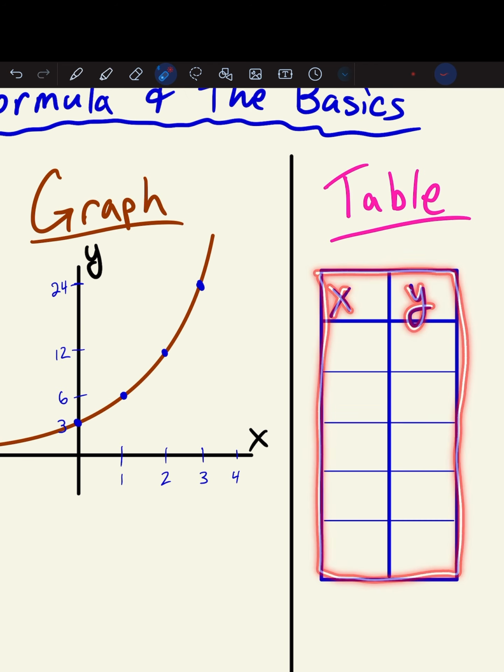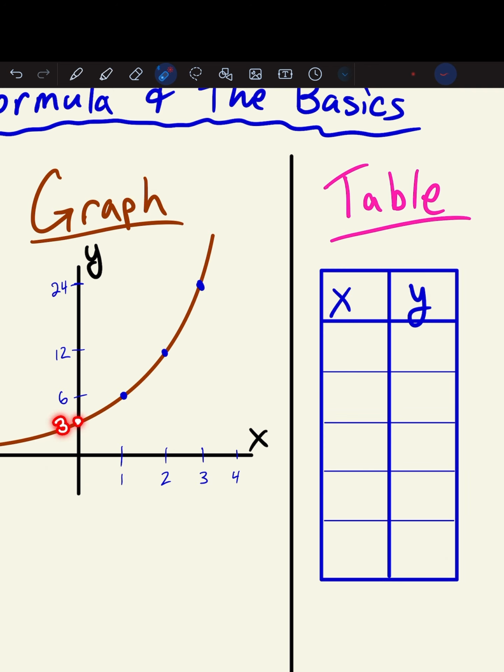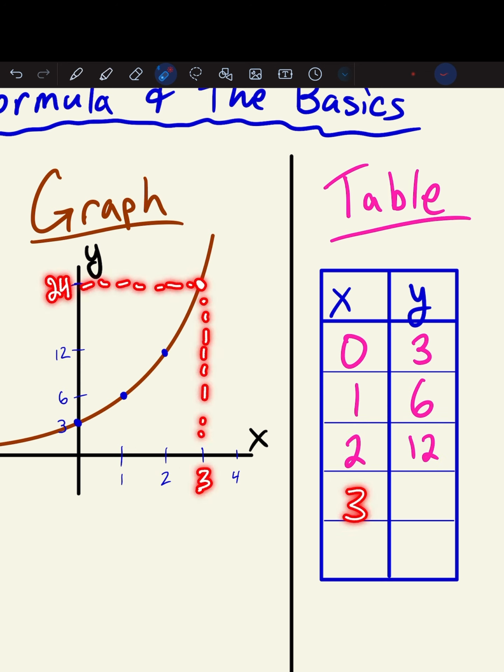So here we have a blank xy table, and we're going to fill it in with the values from our graph over here. Our first point is this y-intercept of 3, which has an x value of 0. So here's how you'd write that point in the table. Using that same idea for our next point, our x value is 1, and our y value is 6. And for our next one, our x is 2, and our y is 12. And for this point over here, our x is 3, and our y is 24.